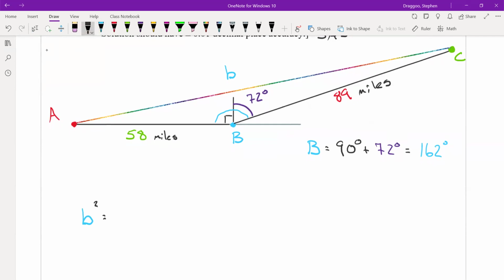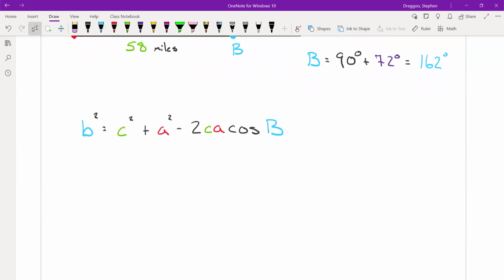So we'll use the version of the law of cosines that puts angle B into the cosine at the end, since that's the one angle that we know. Right? I know angle B, so I'm going to use the version of the law of cosines that has angle B in it, which looks like b squared is equal to c squared plus a squared minus 2ca times cosine of angle B. And then we just need to plug stuff into that.